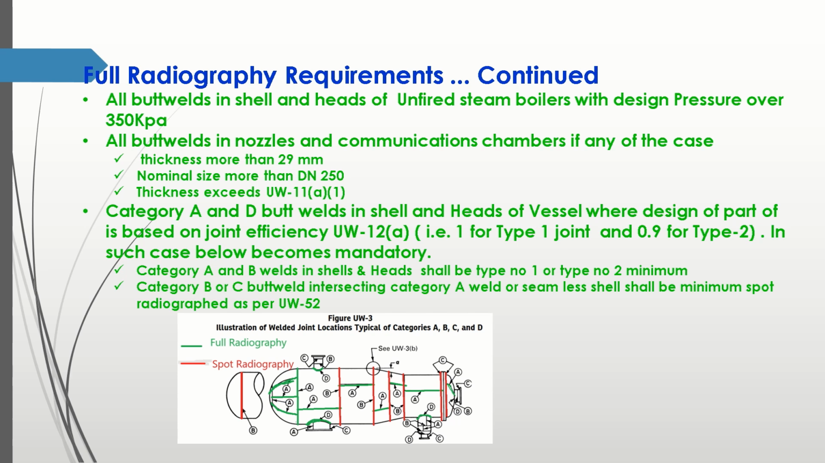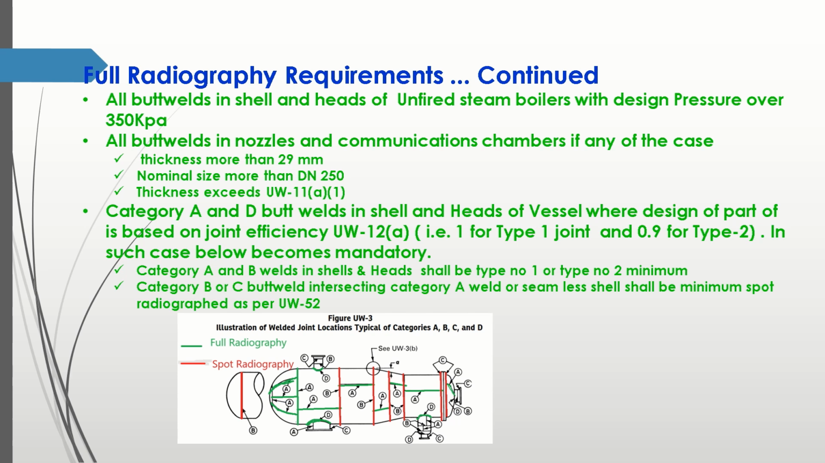mandatory radiography. So now we'll talk about nozzles and communicating chambers. This is irrespective of service, any service, including lethal. So this requirement will apply if the thickness is more than 29 mm or your nominal size is DN 250 or thickness exceeds the requirement of UW 11(a)(1), which we talked about in the first slide. So if any of these conditions is met, then you have to do the radiography examination for nozzles also.